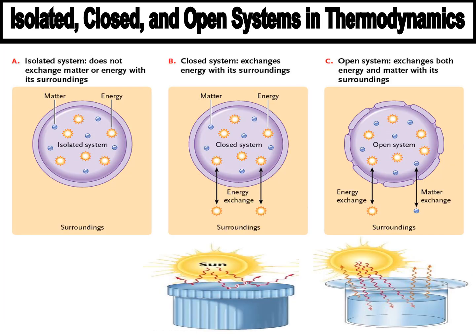The term thermodynamics will be defined later in the video. For now, this figure illustrates three different types of systems in thermodynamics. Living organisms are considered an open system. This means that living organisms have the ability to exchange both energy and matter with the surroundings.